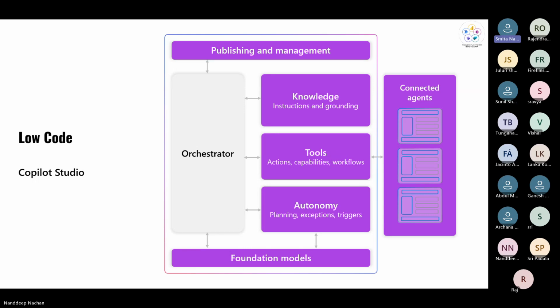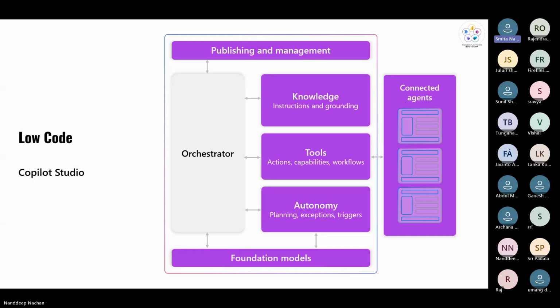When it comes to autonomy, you can configure planning, triggers, and exception handling. So the agents can proactively act, follow multi-step workflows, and handle more complex scenarios compared to the no-code model. Publishing and management remain built in. Security, governance, versioning and lifecycle management are handled by the platform, ensuring enterprise compliance.